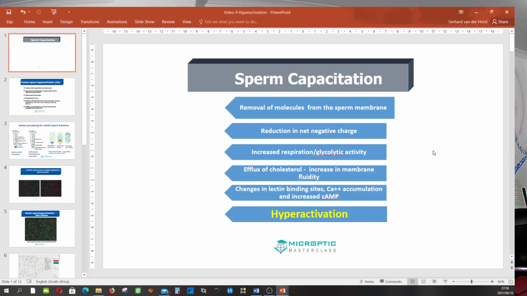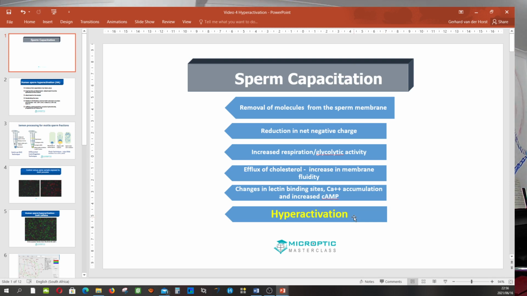So here we start with the second and probably most important sperm functional test, namely hyperactivation. But let's first consider the processes that lead up to hyperactivation. We refer to this as sperm capacitation, and it involves a whole range of processes, and I'm not going to go into detail, but I will show some of them. It removes molecules from the sperm membrane. There's increased respiration, and there's changes in lectin binding, and particularly calcium accumulation and increased cyclic AMP. And the end product of capacitation is hyperactivation.